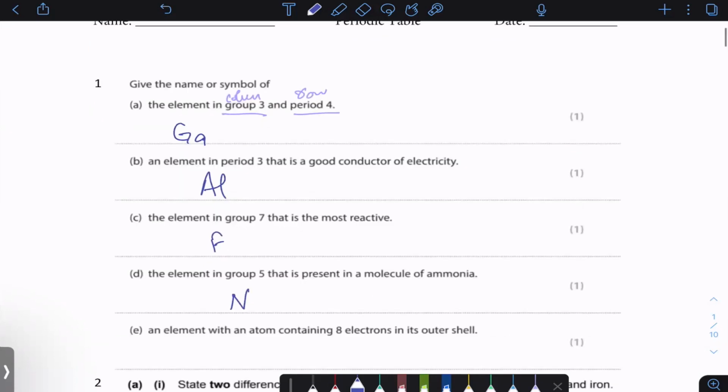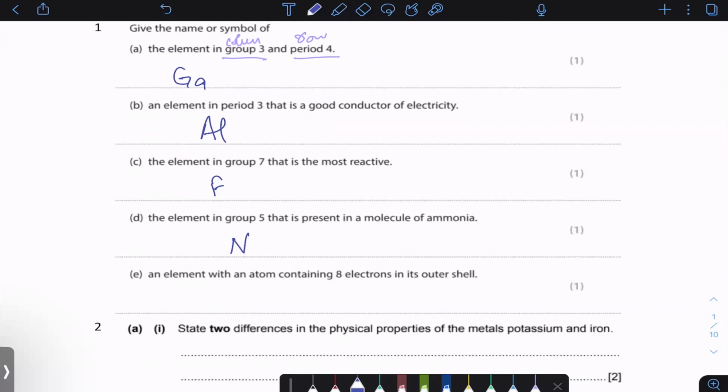Okay. An element with an atom containing 8 electrons. Which atoms are these? Yeah. We can usually think that these will be non-metals, these will be noble gases. But do all noble gases have 8 electrons in the last shell? There is one noble gas that has 2 only, helium. So it means it can be any noble gas other than helium. So say neon, argon, krypton.